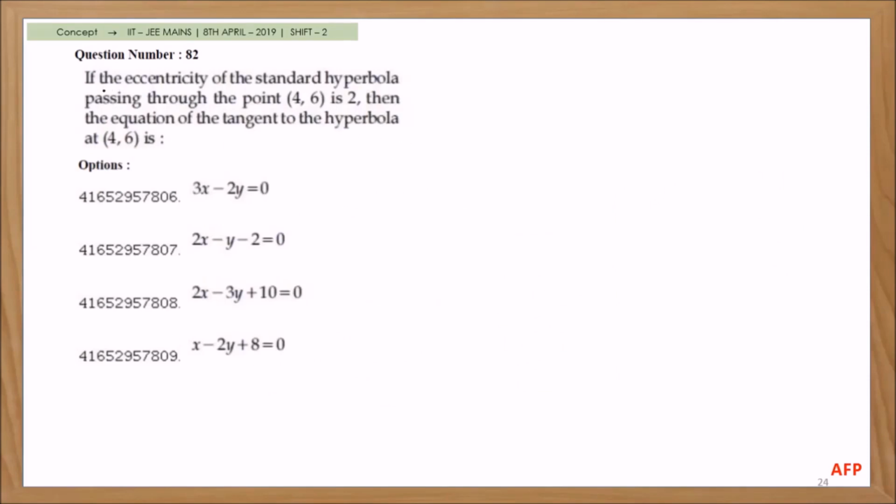Next problem: if the eccentricity of a standard hyperbola passing through the point (4, 6) is 2, then find the equation of a tangent to the hyperbola at (4, 6). The equation of a tangent is what we are supposed to find. First, the standard hyperbola is x square divided by a square minus y square divided by b square is equal to 1. So this is one part we are having.